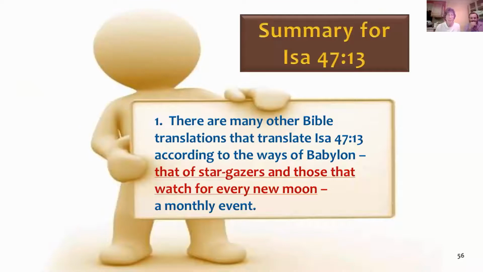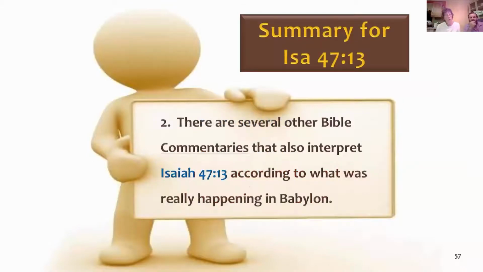We're going to do a couple of slides here on a summary. Number one, there are many other Bible translations that translate Isaiah 47:13 according to the ways of Babylon, that of stargazers and those that watch for every new moon, which is a monthly event. Number two, there are several other Bible commentaries that also interpret Isaiah 47:13 according to what was really happening in Babylon. We just read that.